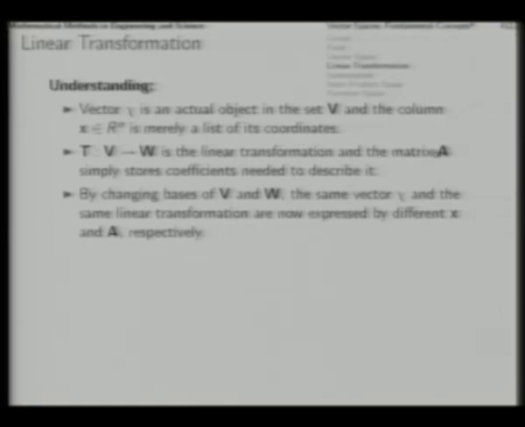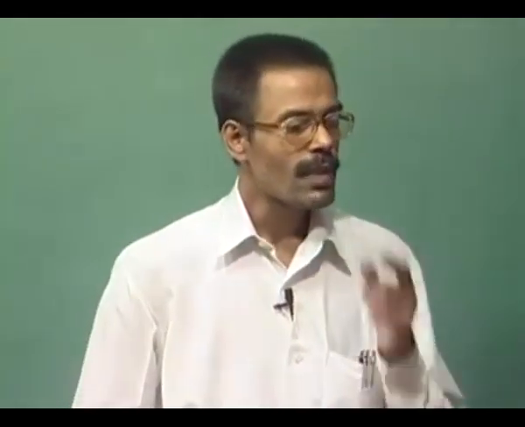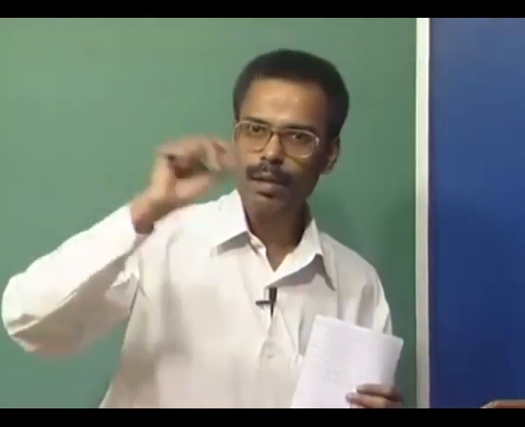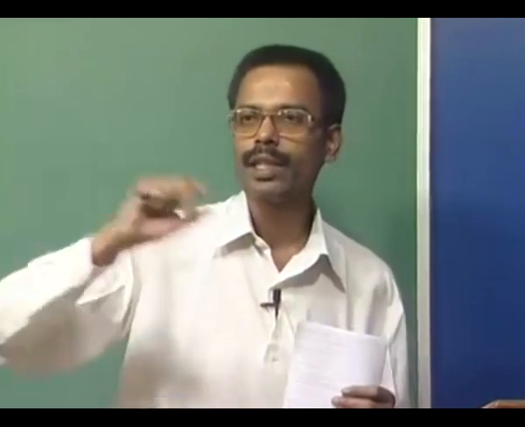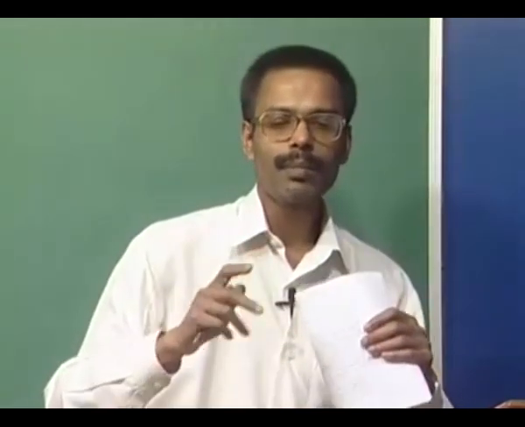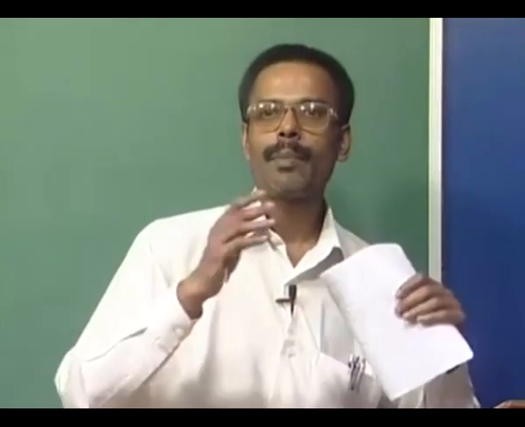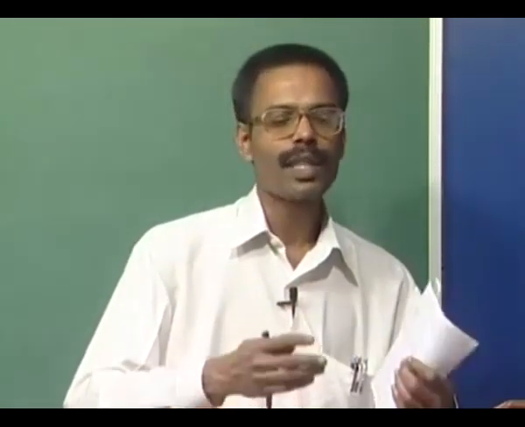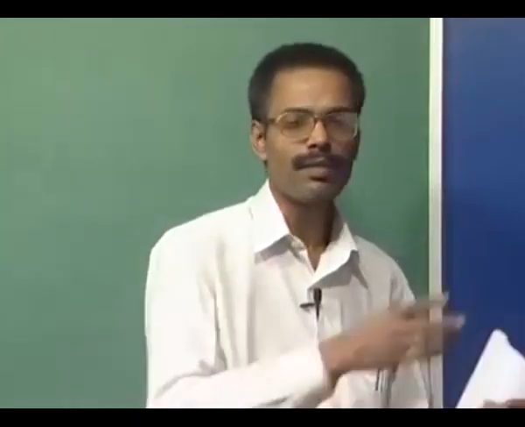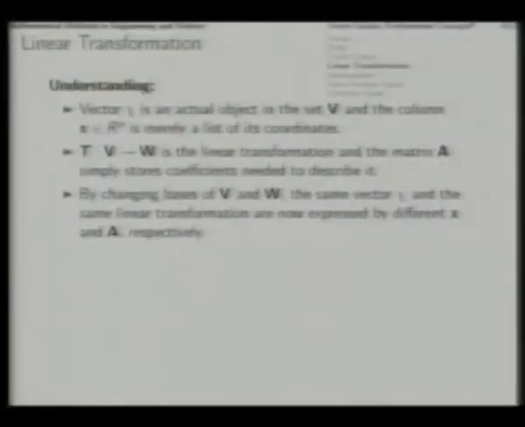Now, therefore, by changing the bases of V and W, you find that the coordinates X get changed in order to describe the same object, which is the vector, a geometrical entity, a geometrical object. And similarly, the linear transformation, which is a geometrical event, remains the same, but with the change of basis of the vector spaces, the corresponding matrix representation changes, as we have seen earlier in the context of basis change.